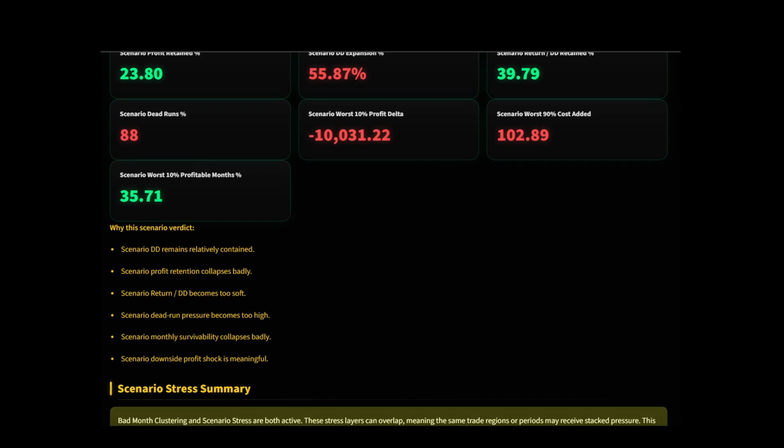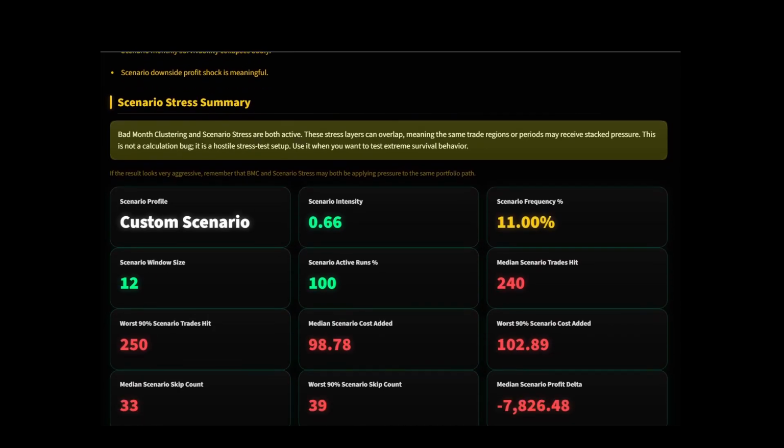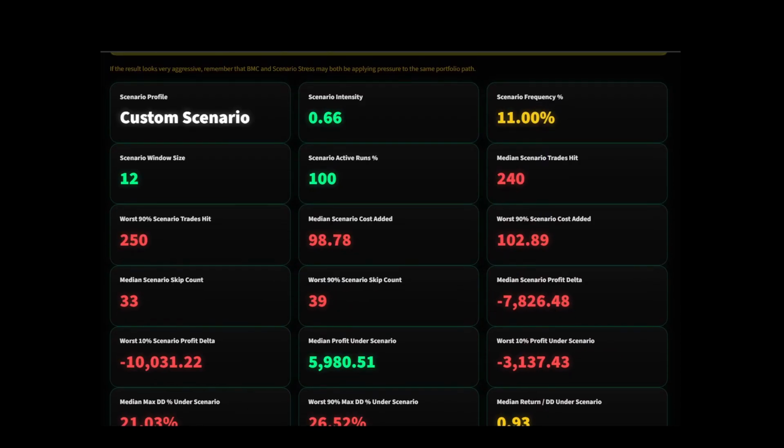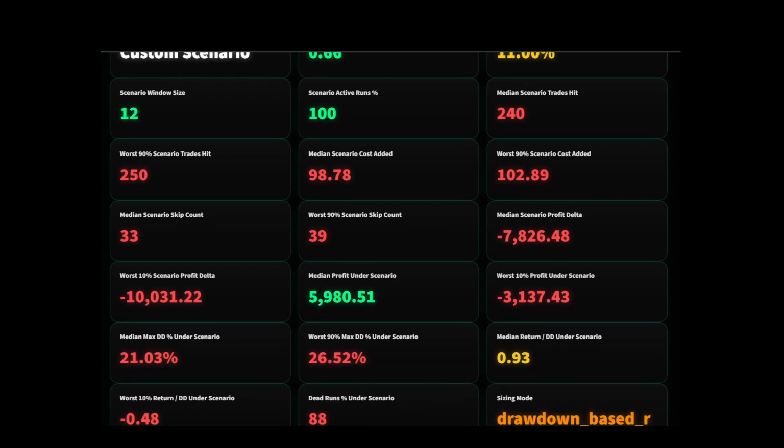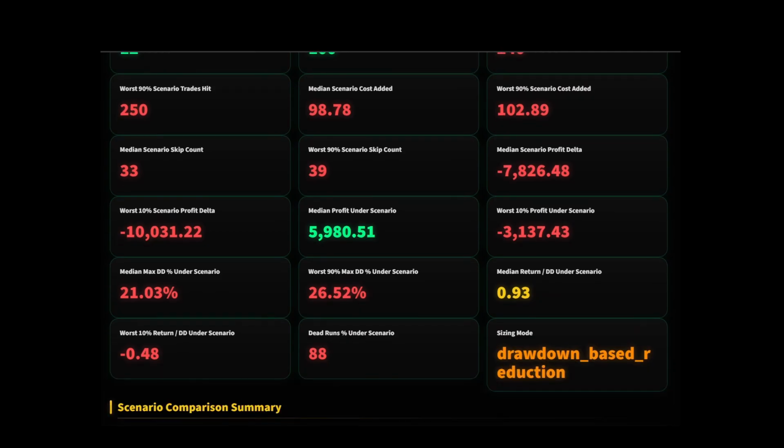After that, we move into the scenario stress summary. This section shows the actual scenario profile that was applied. Here we can see the scenario intensity, the scenario frequency, the window size, how many runs were affected, how many trades were hit, how much cost was added, how many trades were skipped, and how much profit changed under scenario pressure. This is important because bad month clustering and scenario stress can overlap. So the test can become very aggressive on purpose. That is not a bug. It means the tool is testing hostile survival behavior.